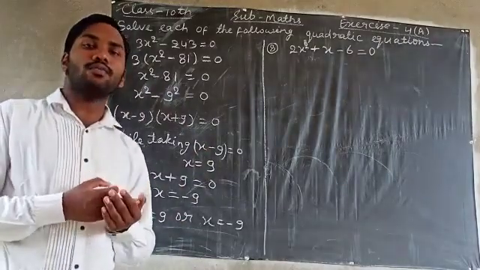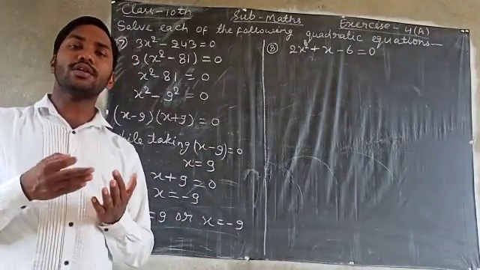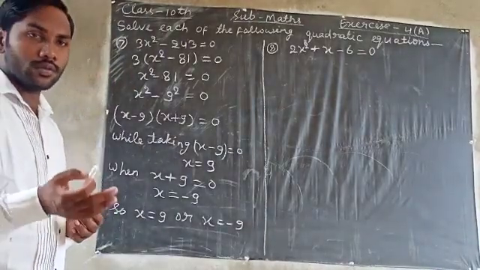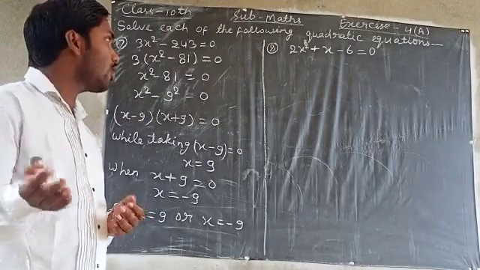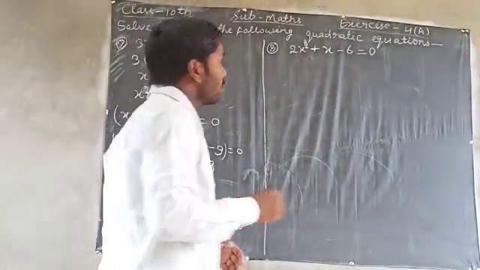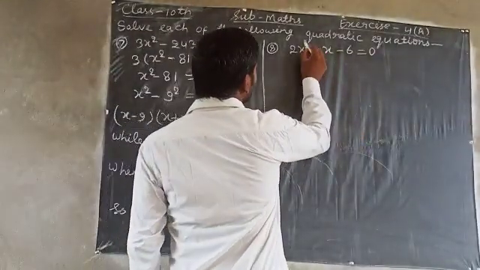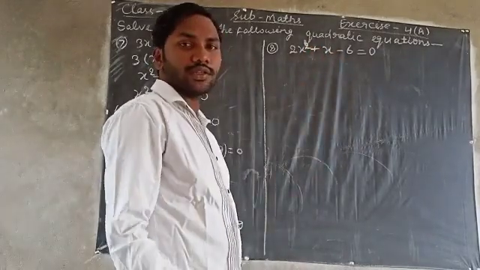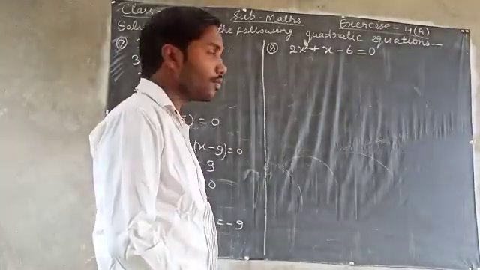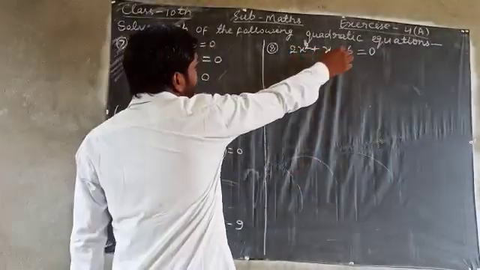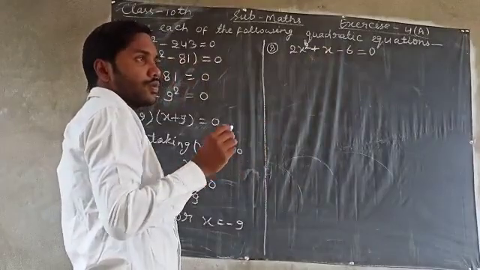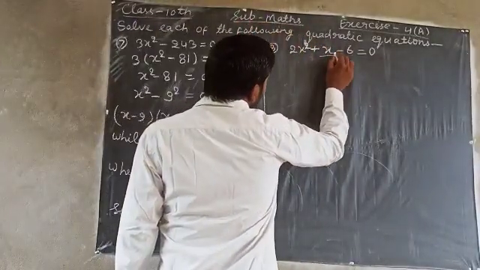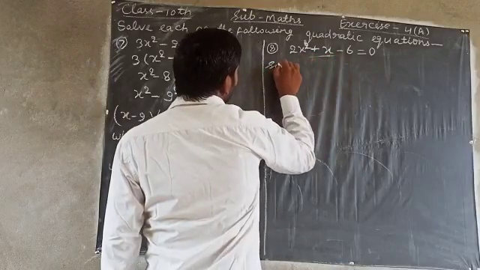I have taken another question which is of a different type. Now I will tell you how to solve this question. You can see the second question is 2x square plus x minus 6 is equal to 0. As you can see here, it is in a different form. So let us do the solution.